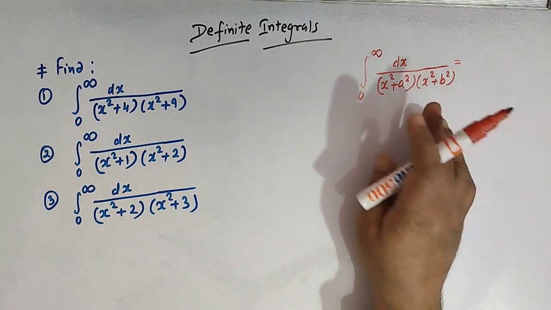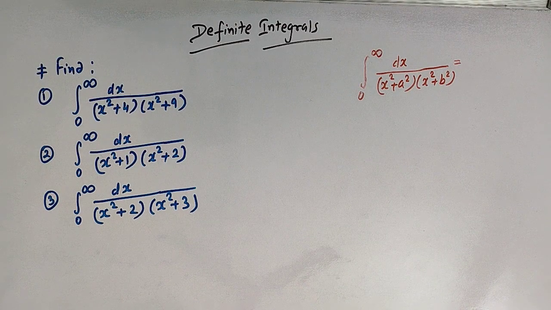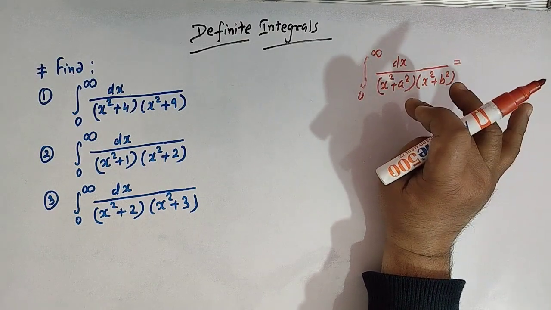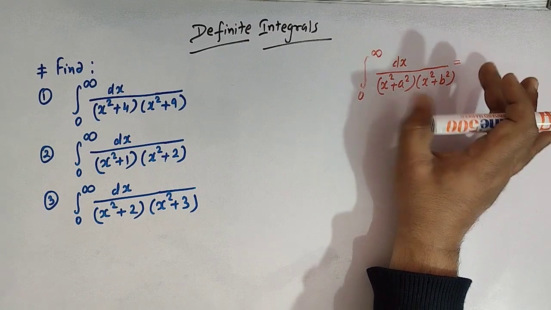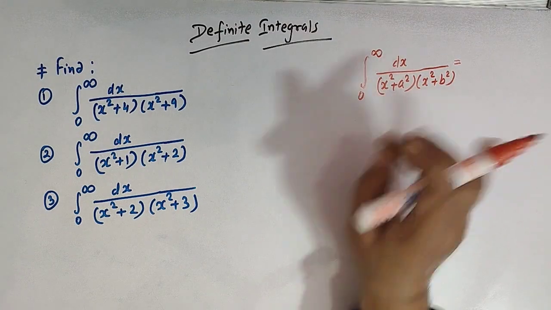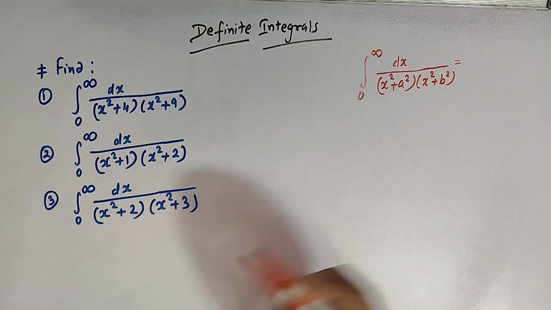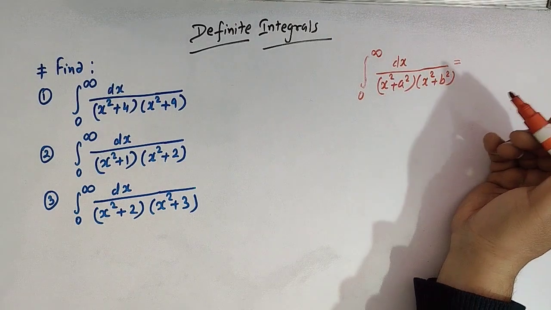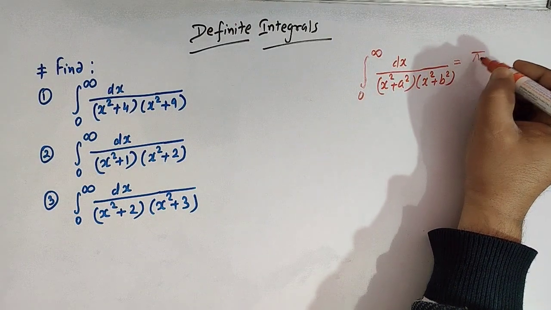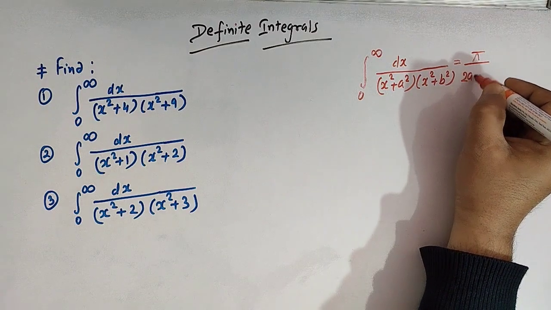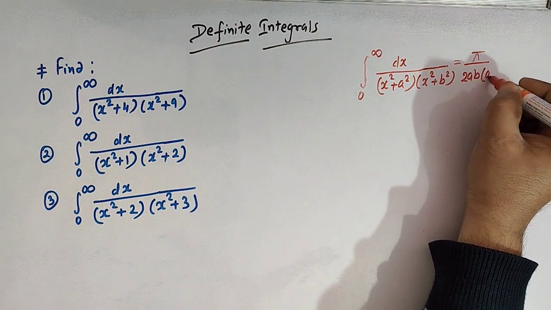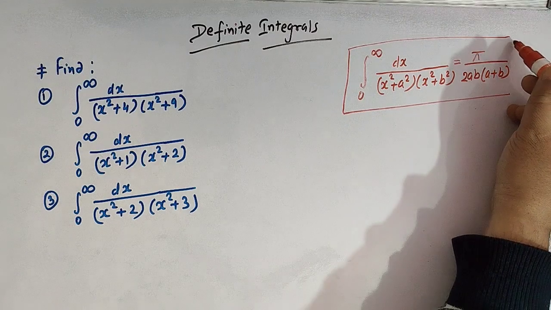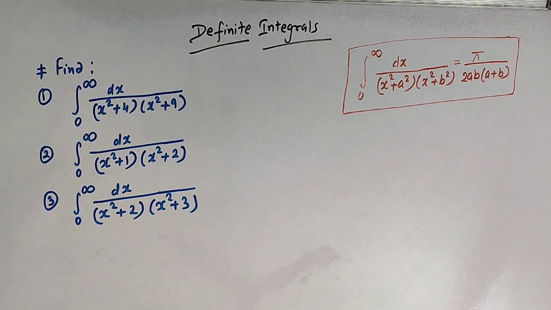When we use the concept of partial fractions, we can easily find the value of this integral. Here we are not going to find the value by making use of partial fractions, but we'll write the direct value. The direct value of this integral is given by pi divided by 2ab, and then we have the sum of a and b. So this is the value of this integral.